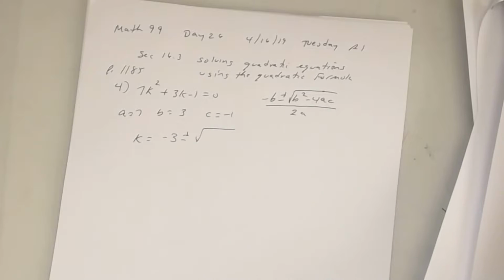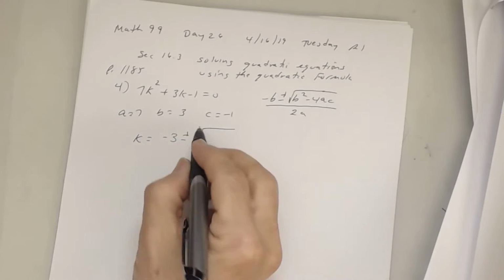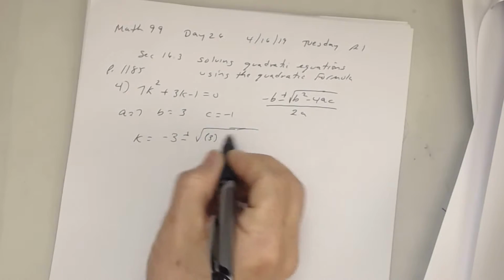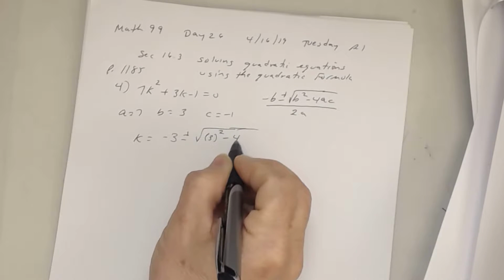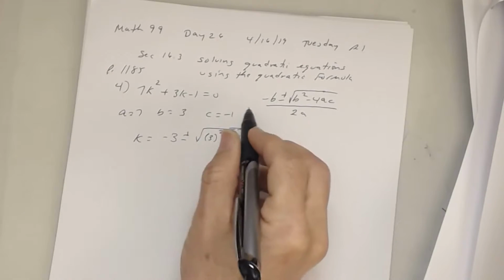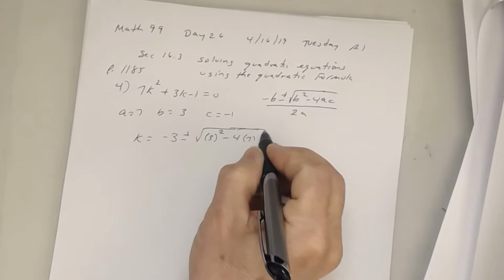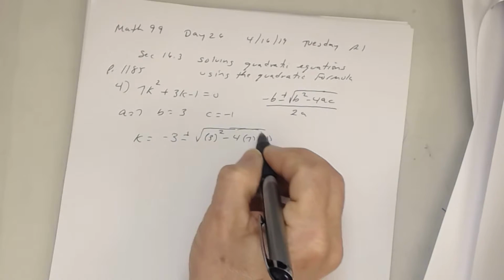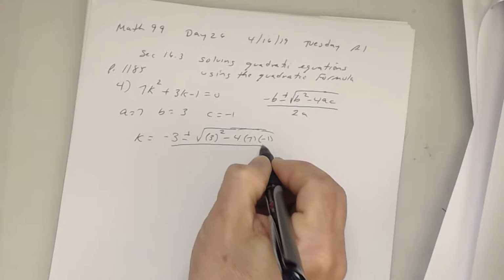Now remember when we did part A, when we did the radicand, the discriminant, we put everything in parentheses. So what's b in this case? 3. So I put that in parentheses. What am I doing to that? Squaring. 3 squared minus 4 times a. A is in parentheses. What's a? 7. Times c. C is in parentheses. What's c? Negative 1.